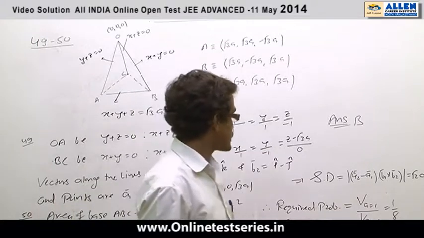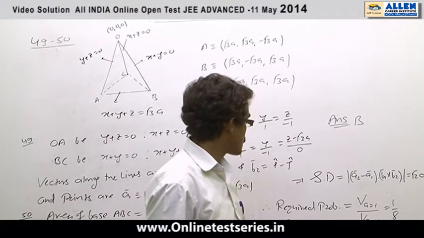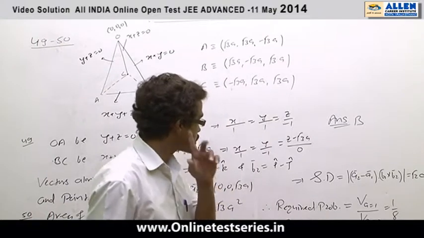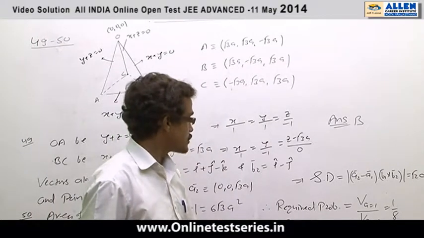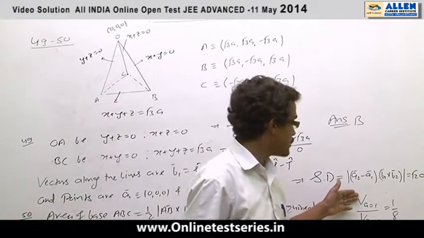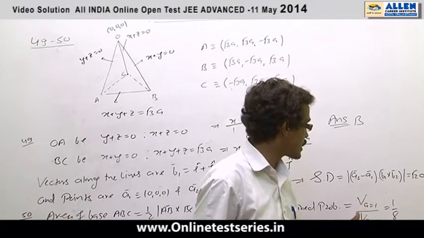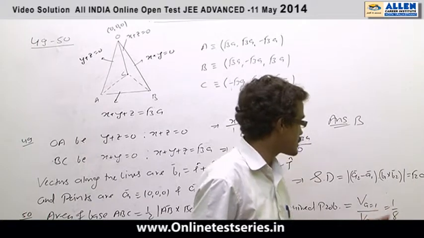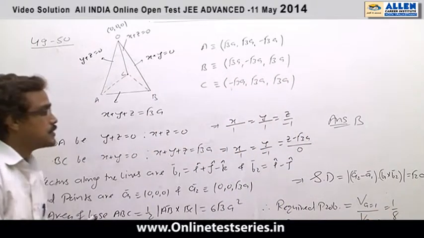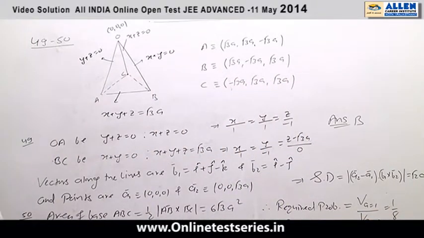So for a is equal to 1, the volume is 6 root 3, and for a is equal to 2, this is 8 into 6 into root 3. So the required probability will be V at a equals 1 upon V at a equals 2, and this will be equal to 1 by 8. So the answer of this question is option C. So this is the first paragraph.